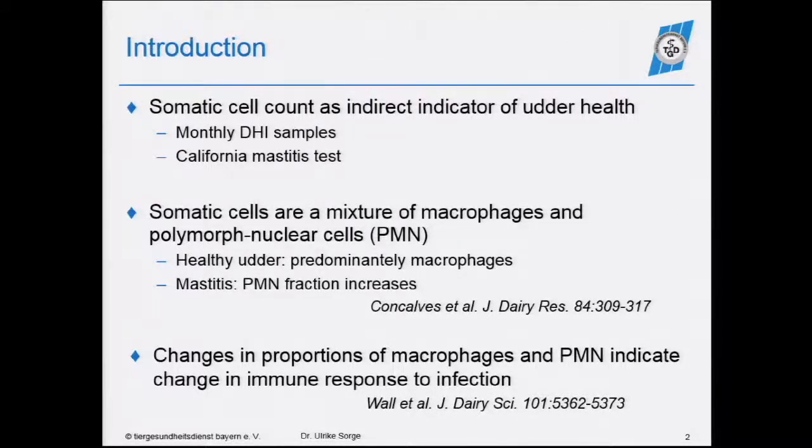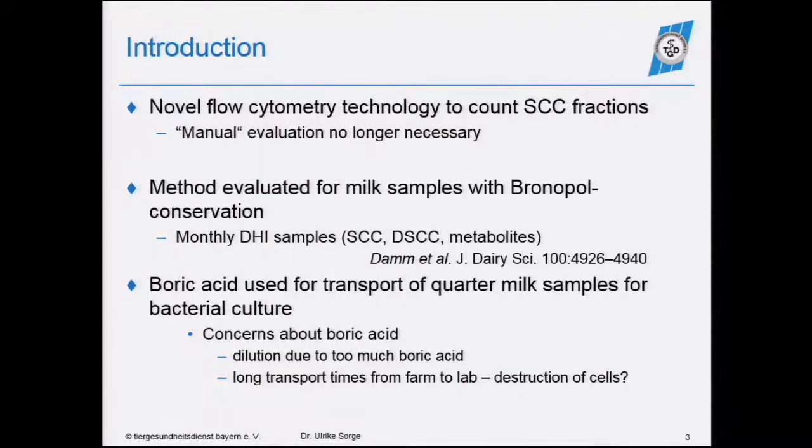One of the new diagnostics that we hope to use is that the changes in the proportions of macrophages and PMNs will help us better identify cows with an active immune reaction, so with an active mastitis. It would be really nice to use this as an additional diagnostic tool to classical, let's say, bacterial or microbiological detections.